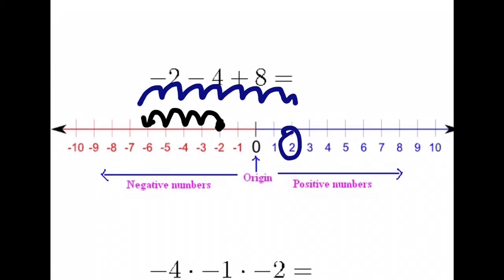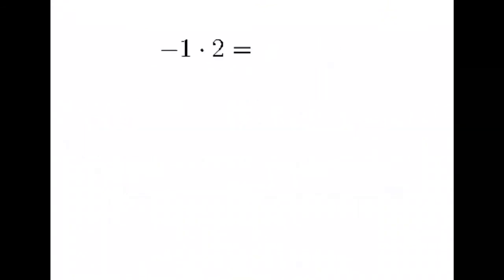Notice, in one problem you might take 2 different hops. 4 to the left, 8 to the right. But as long as you start in the right place and go in the right direction, your final answer will be correct. Next up, let's consider when we multiply two numbers that have a different sign.